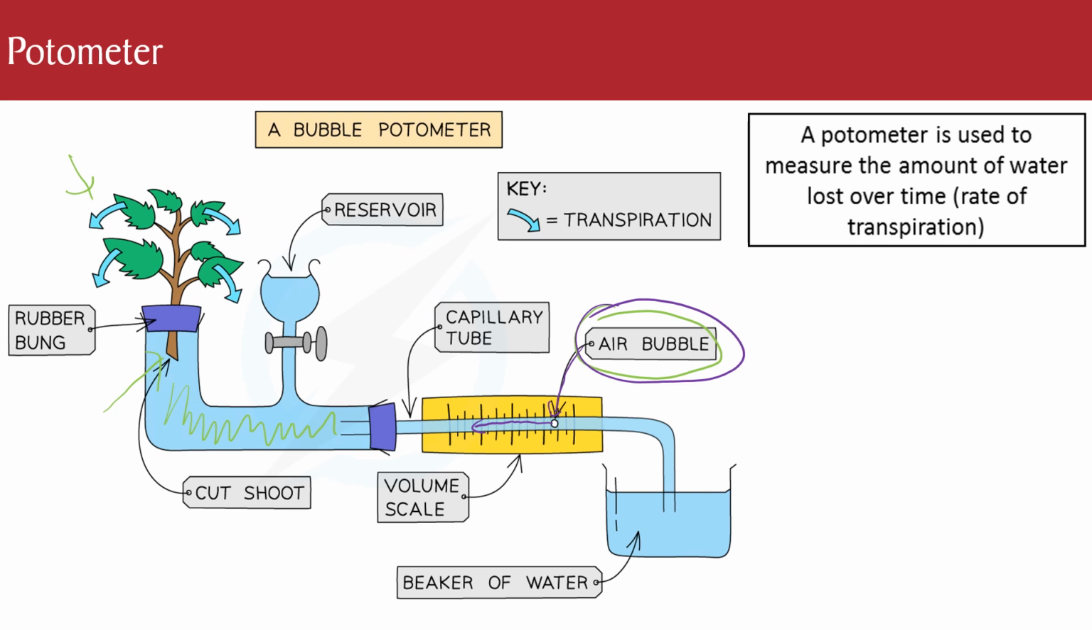Now, the biggest problem if you actually do this as a practical, right, is how do you get the air bubble back again? And what you do is you use this reservoir at the top here, and if you open up this little tap, water goes back down in here, and then it forces the air bubble back again, right? But it's a good way of measuring transpiration.